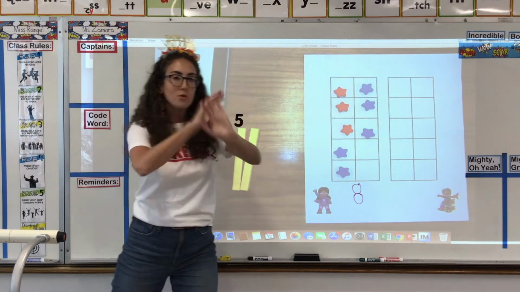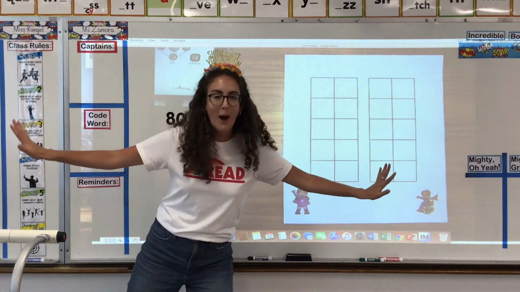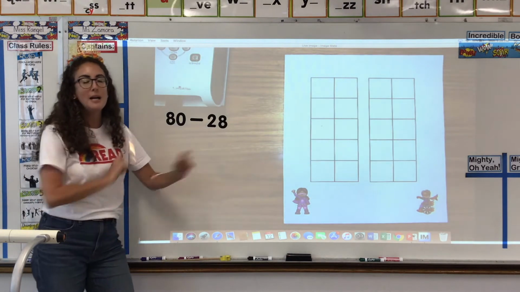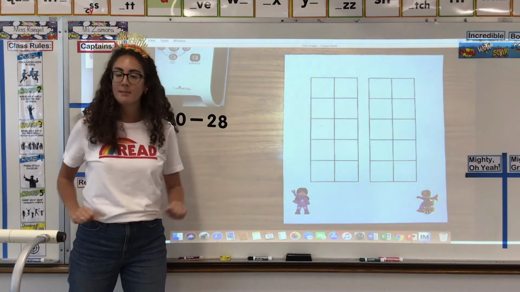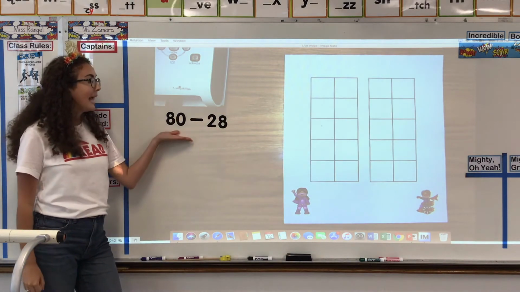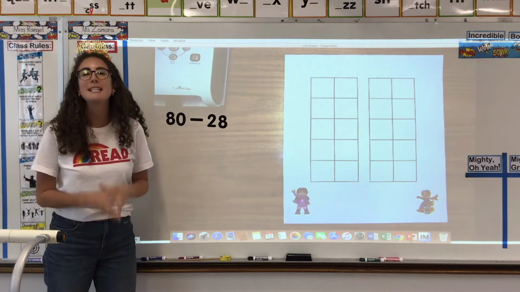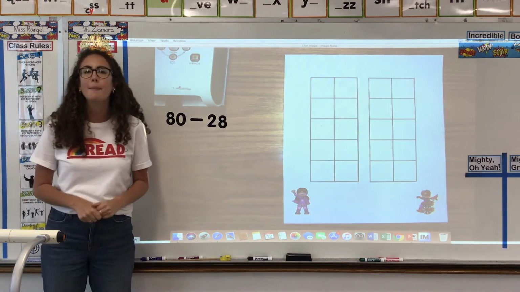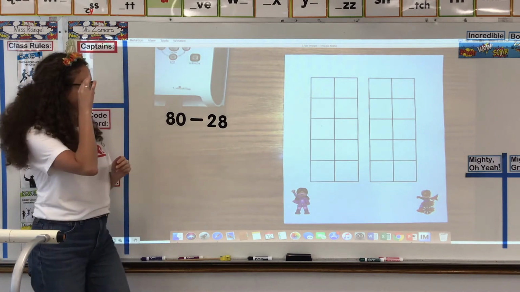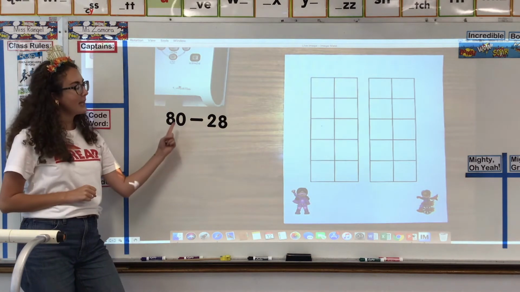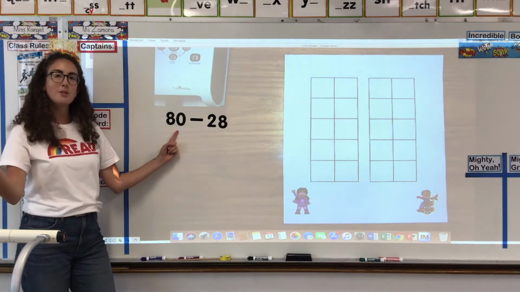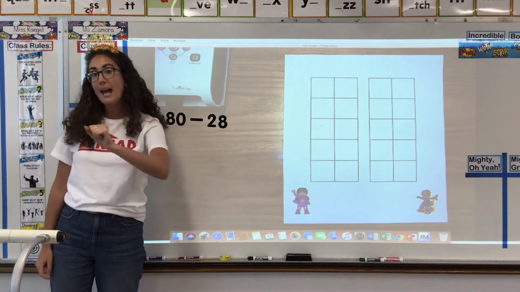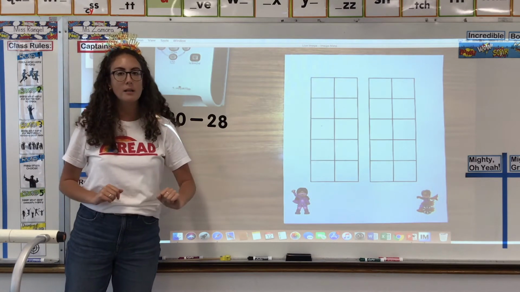And everybody, reset. Okay, you got a nice clear board. Are we ready for a 2-digit subtraction problem? Let's see. 80 minus 28. How are we going to solve 80 minus 28? What are we going to start with, Super Scholars? How much do we have? 80, exactly. Can we go ahead and show 80 on our board?